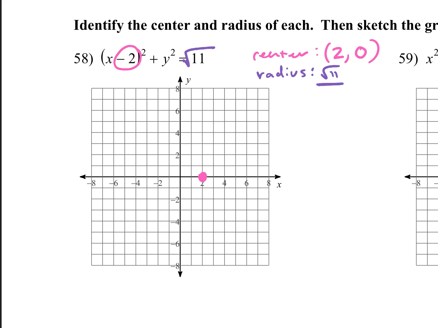But if we put it in our calculator in order to help us graph, we could take the square root of 11. That would be like 3.3. So we would go to the right 3.3, up 3.3, to the left 3.3, and down 3.3.